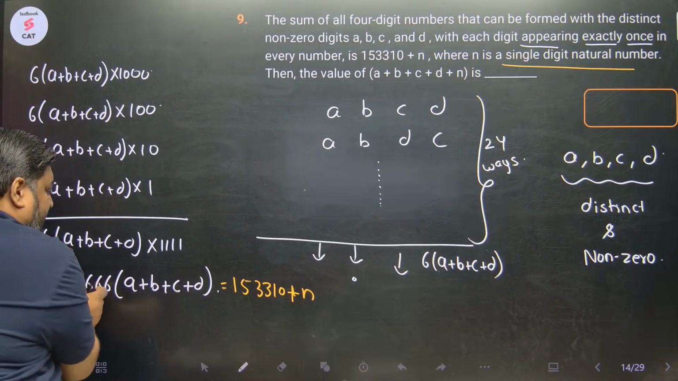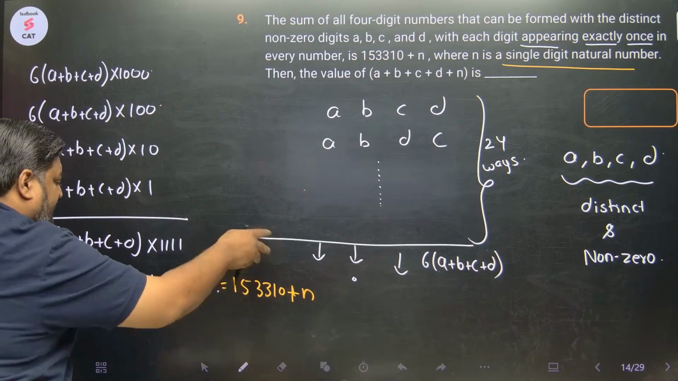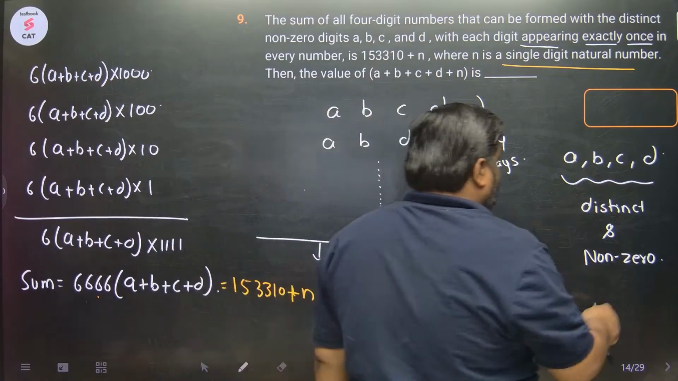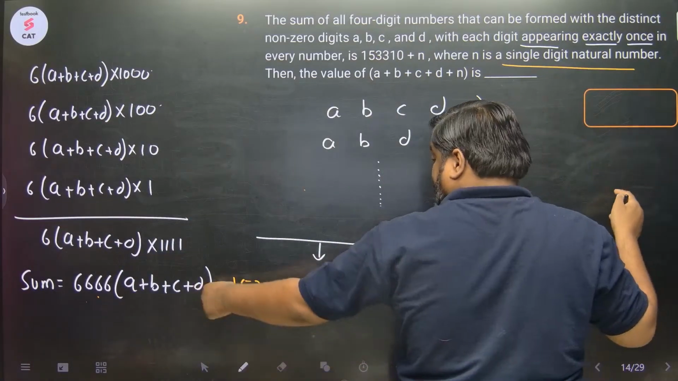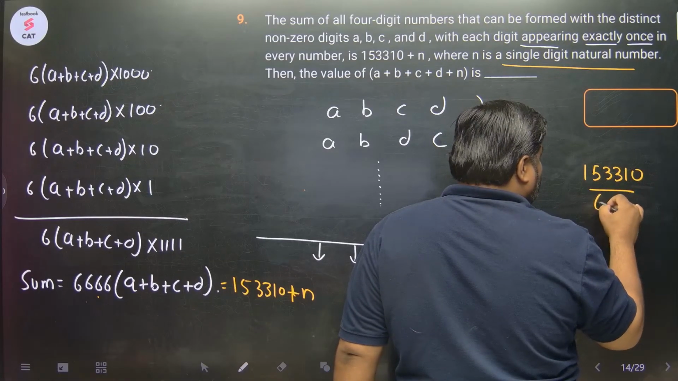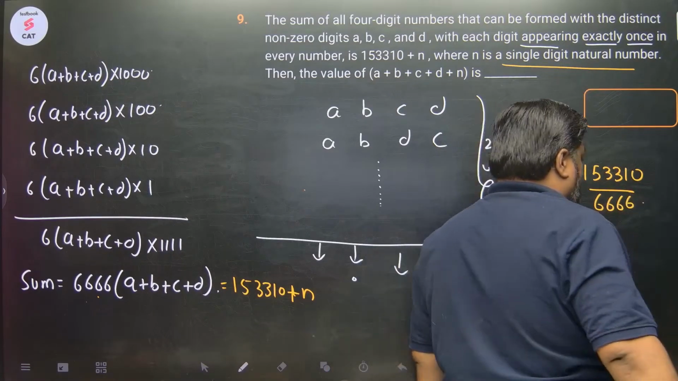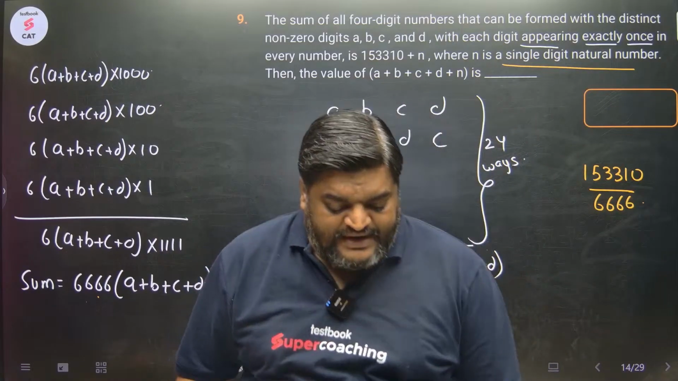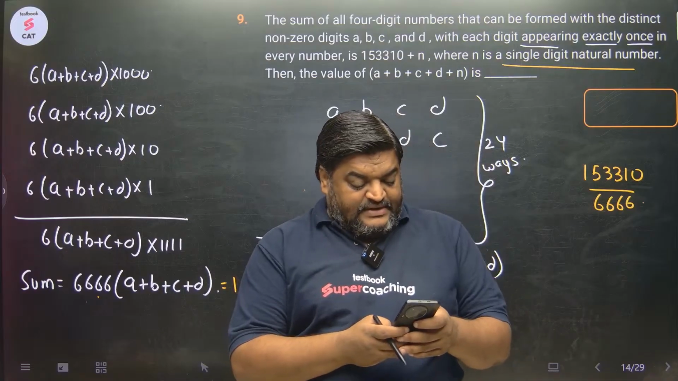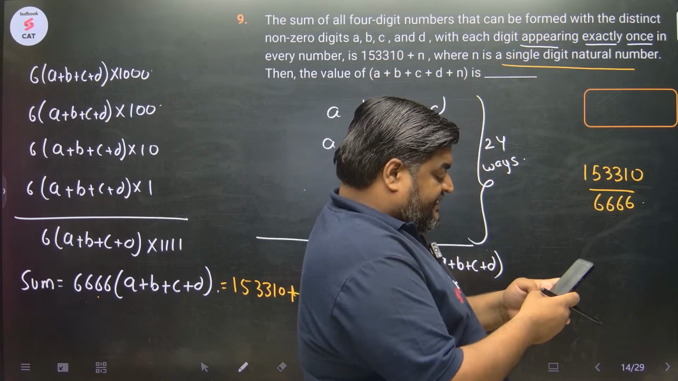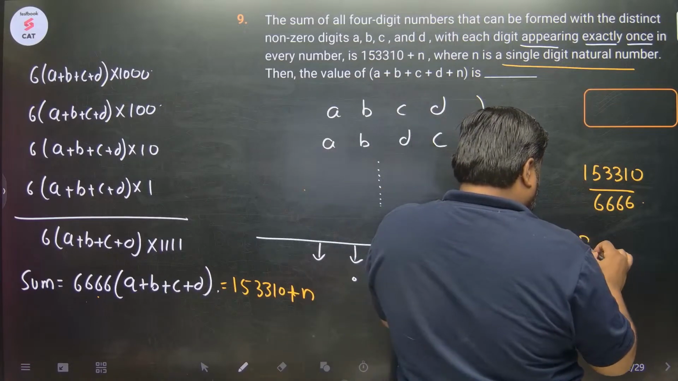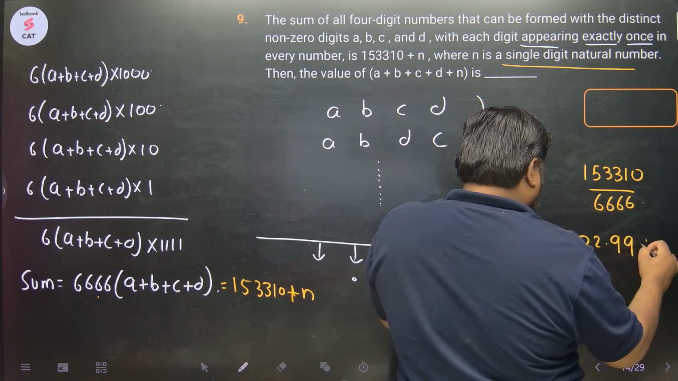666 के टेबल में 153310 के आसपास क्या आता है? सो टेक्निकली आप कैसे फिगर आउट कर सकते हो इसको? व्हाट यू कैन डू हियर इज कि आप 153310 को 6666 से डिवाइड कर दो, सो यू विल गेट सम आइडिया. लेट्स डू दैट. 153310 डिवाइडेड बाय 6666, दिस इज 22.998 के आसपास.